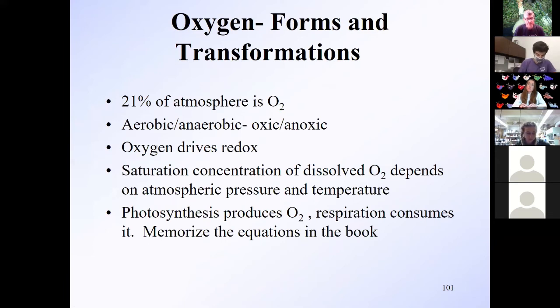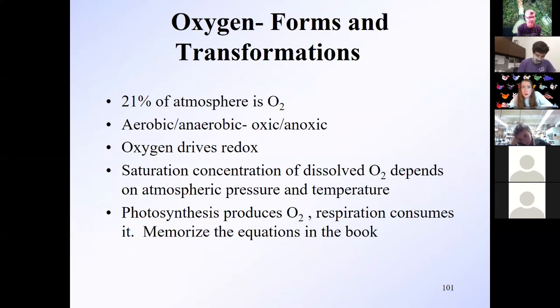Oxygen is the first thing that drives redox because oxygen loves to react with electrons. And that's oxidation, right? That's where the name of the word comes from. To review, the saturation of oxygen concentration depends on the atmospheric pressure and temperature, and we'll go through that again. Photosynthesis produces oxygen, respiration consumes oxygen. And I'd like you to memorize the equations.